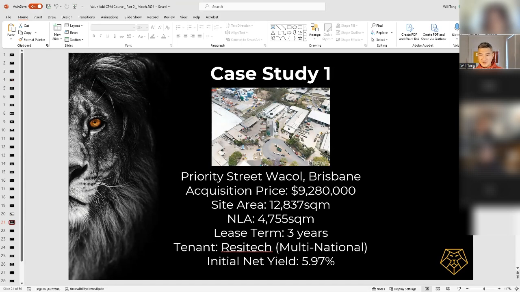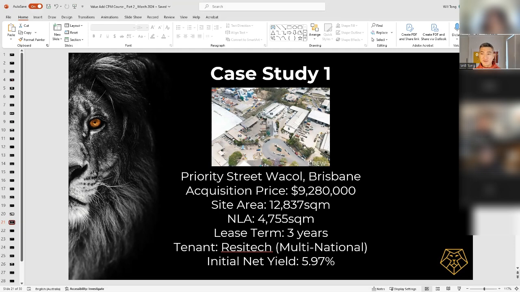But basically, the acquisition price was $9,280,000. Huge land, almost 13,000 square meters. The 3 buildings combined are about 4,755 square meters. It has 3 years remaining in the lease, and is leased to a company called Resitech, and they're a multinational company, so a really good, high quality tenant. They've been in the building for about 20 years already. There are 3 years remaining, but no options.